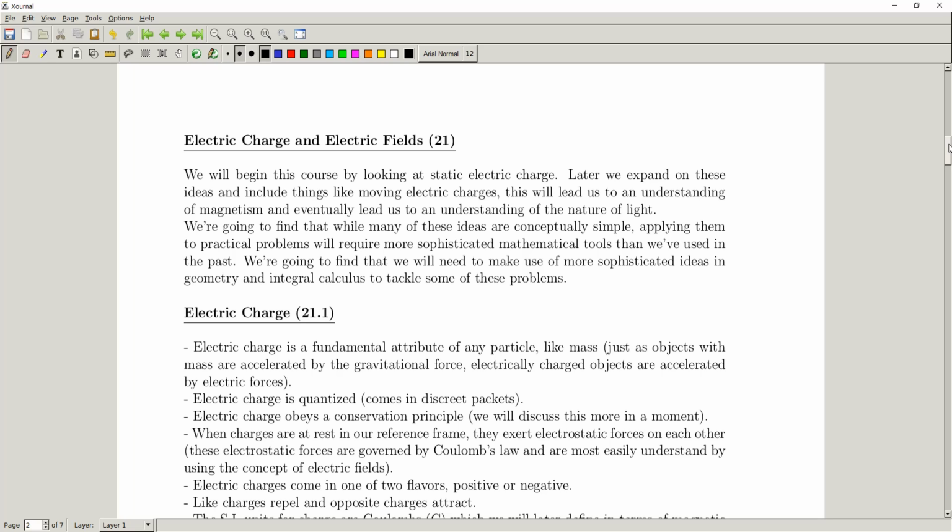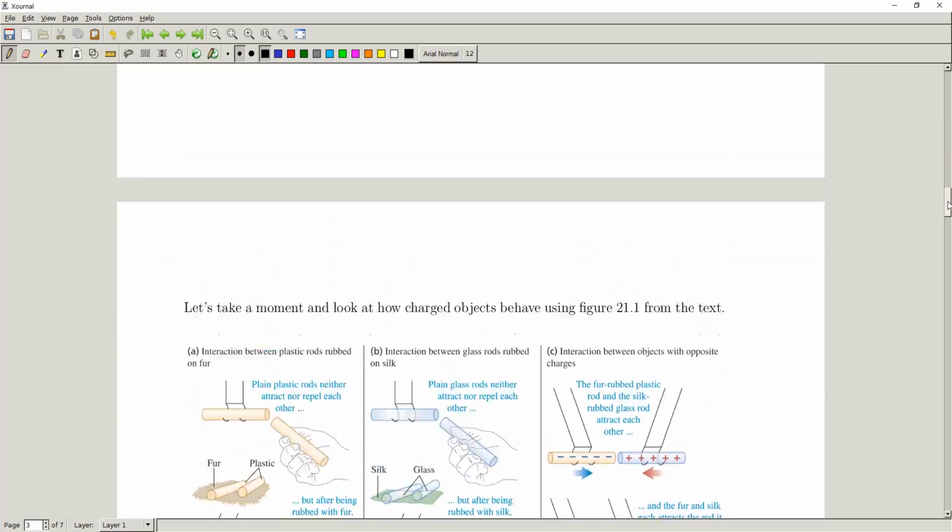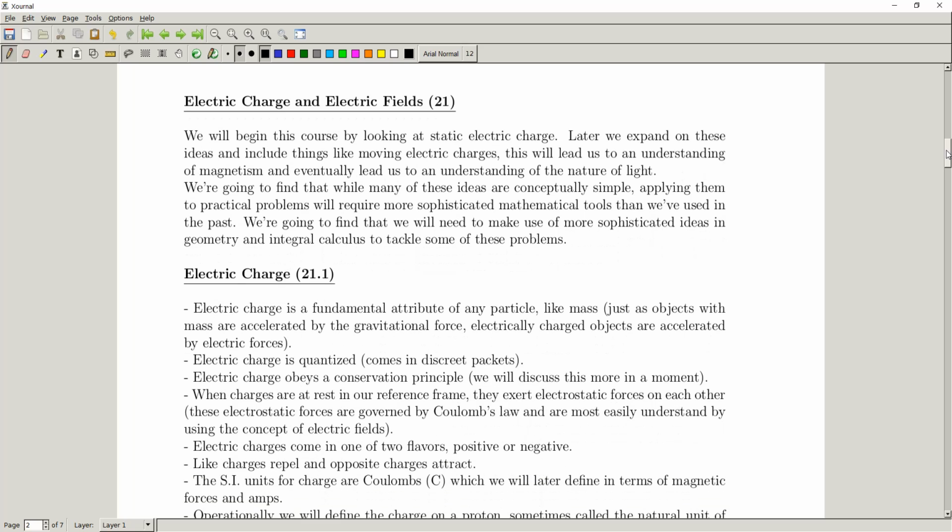We're going to find that while many of these ideas are conceptually simple, they kind of get difficult when we try to apply them to practical problems. So in this first video, in these first two sections, we're going to talk about a lot of the ideas that are going to be covered in the first third of the course, really. We're going to talk about them all here in this one video, and then we're going to spend the next few weeks developing the math and the understanding that we need to be able to actually calculate some of these quantities in practical physical problems, right?